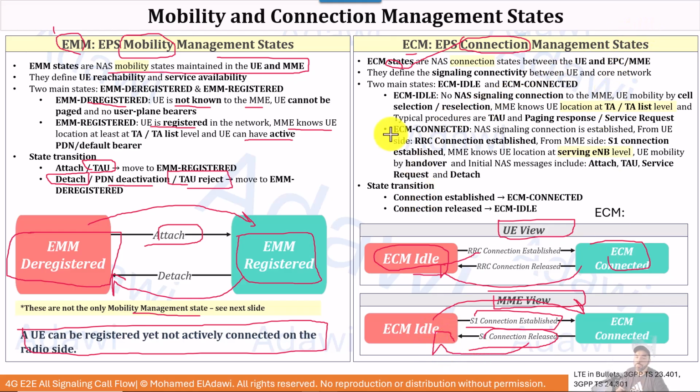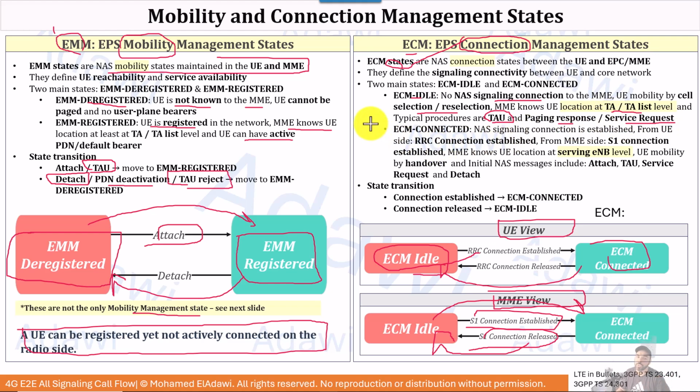So what are the main differences in general between ECM idle and ECM connected? In ECM idle, there is no NAS signaling connection, meaning there is no S1 connection to the MME. In this case, the mobility will be done through cell reselection because the user is considered in idle mode. However, the location of the user is known to the network. They know the location by the TA and TA list. The typical procedures which usually happen in this RRC idle state can be either tracking area update or paging response, and after getting the paging, he might send a service request.